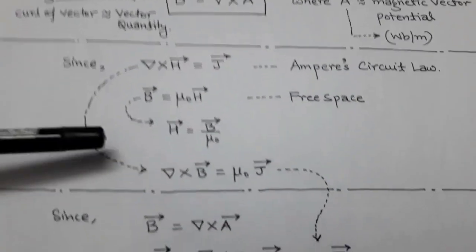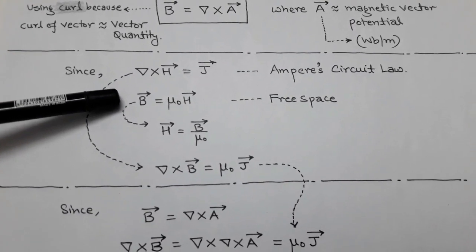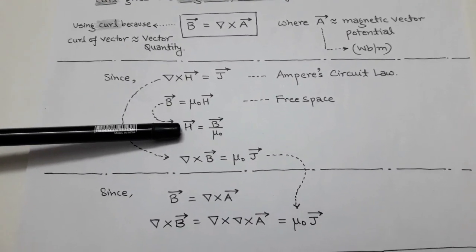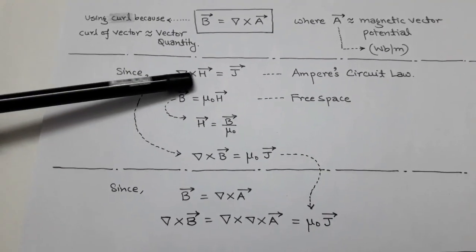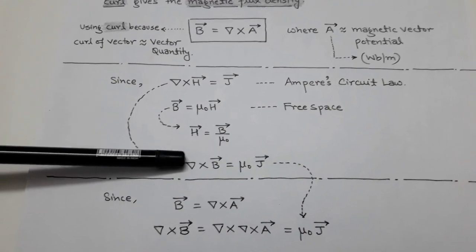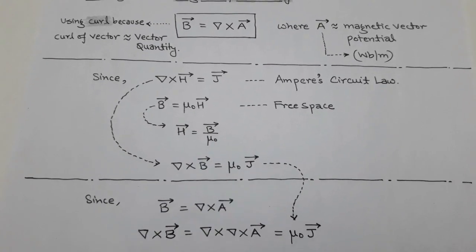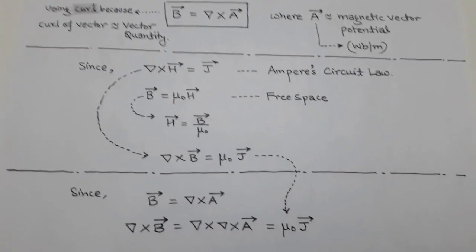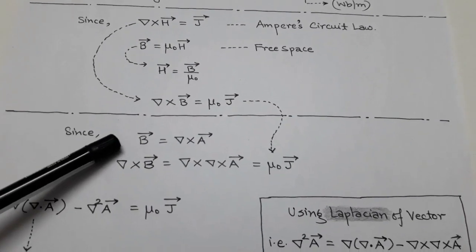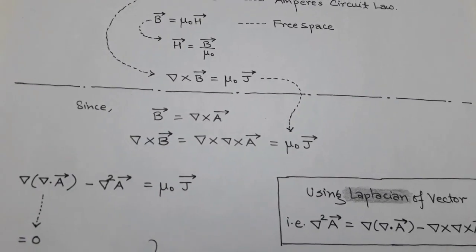Now we use Ampere's circuit law, that is curl of H equals J vector, and the magnetic flux density B vector equals mu naught H vector, that is in free space. Now from here, H vector equals B vector upon mu naught. So in place of H vector in Ampere's circuit law, we write B vector upon mu naught. So we get curl of B vector equals mu naught into J vector, taking mu naught to the right side. Here we take free space, that's why we use mu naught. So Ampere's circuit law in terms of magnetic flux density B vector is written as curl of B vector equals mu naught into J vector.